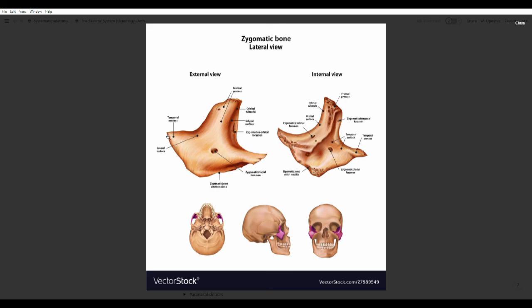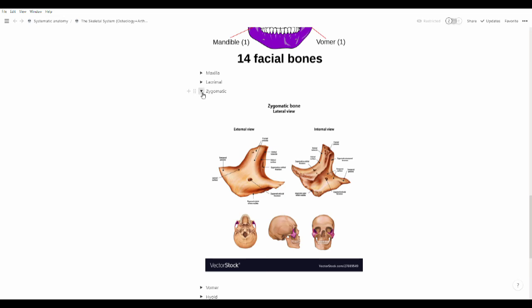We also have the temporal process. Why temporal? Because it touches the temporal bone. We have the... where is it? Here, temporal process. Yeah, temporal process. We also have the frontal process where it touches the frontal bone, and here this should be the maxillary process because it touches the maxillary bone. So this should be the maxillary process. I don't know why it's not labeled actually. Yeah, that's it. Zygomatic bone, very interesting.